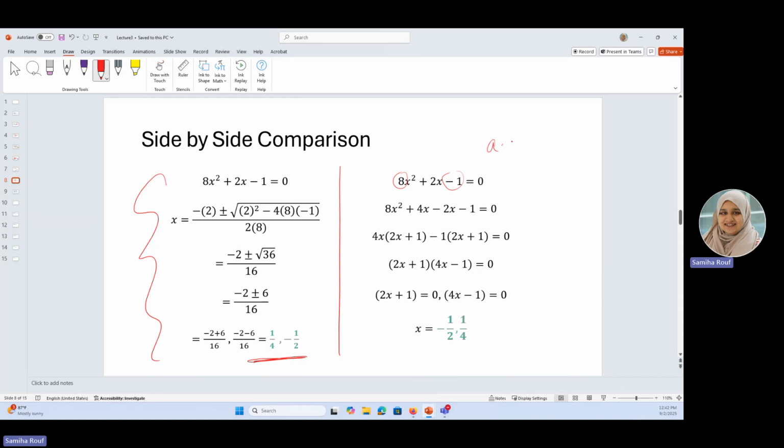So A times C, in this case, would be 8 times -1, which is -8. Find factors of 8 that can split the middle. Well, I know 8 can be 4 times 2. 4 minus 2 gives me 2. 4 times -2 gives me -8. So I split the middle term as 4x minus 2x. Then I find the greatest common factor among these pairs, which is 4x.